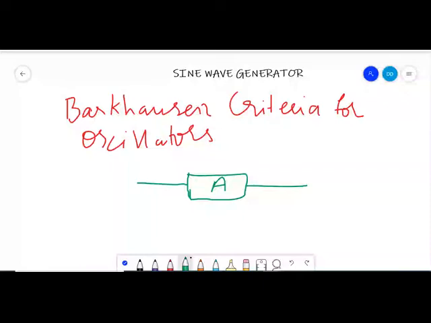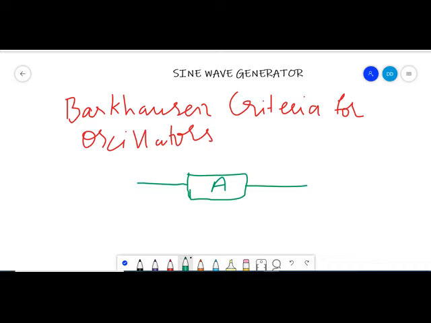In today's video, we will look into the concept of sine wave generator. Sine wave can be generated mainly using oscillators. First we will see what is the condition to produce oscillations. We'll go through the Barkhausen criteria for the oscillators.